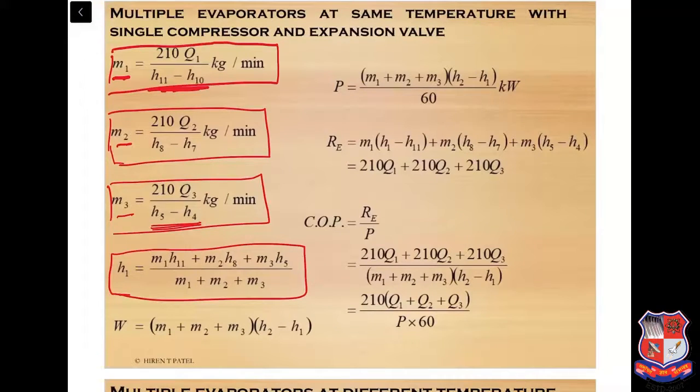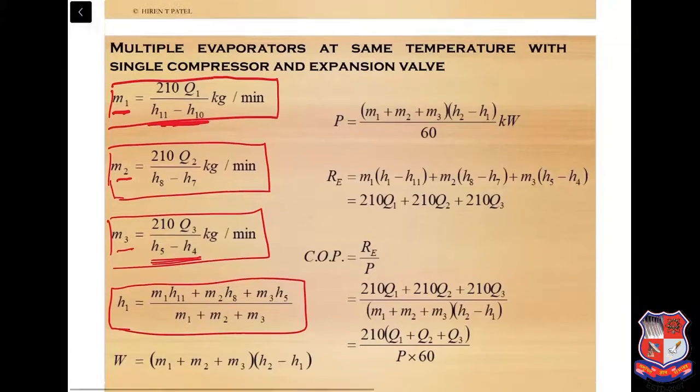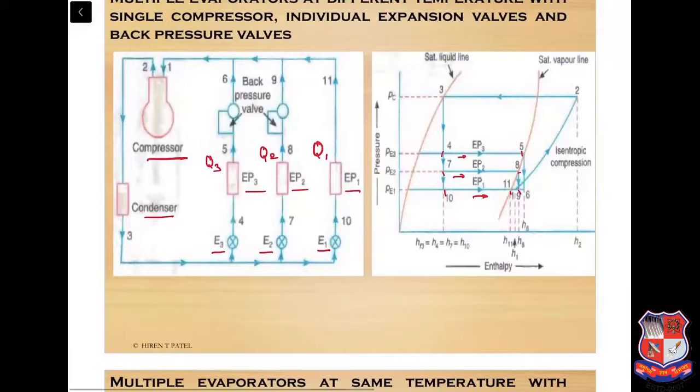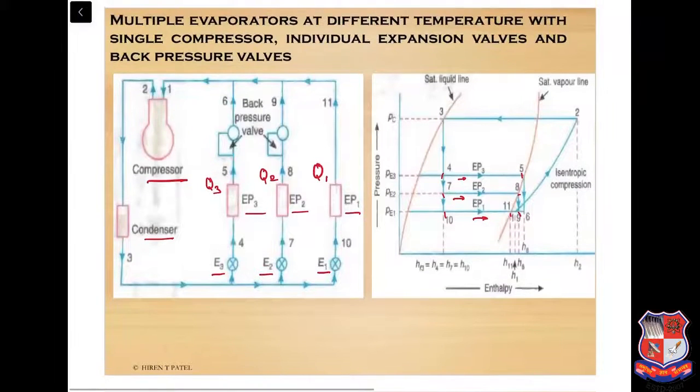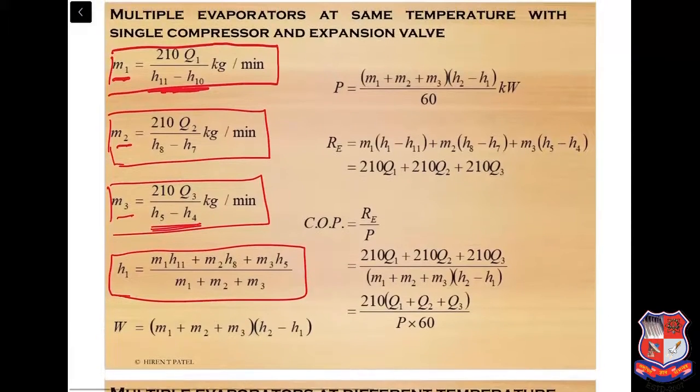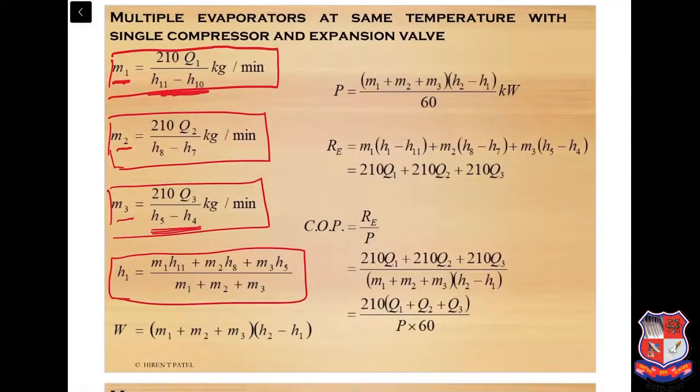So the condition of the refrigerant after mixing and entering into the compressor, here we can see that all the refrigerant coming from the evaporators are mixed at the entry of the compressor. So the enthalpy will be different.